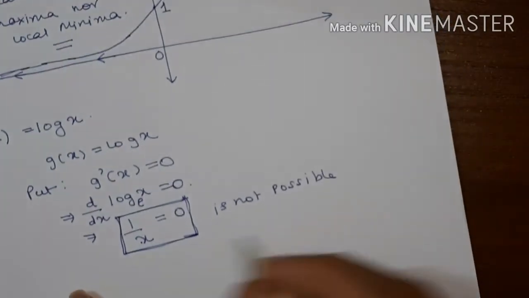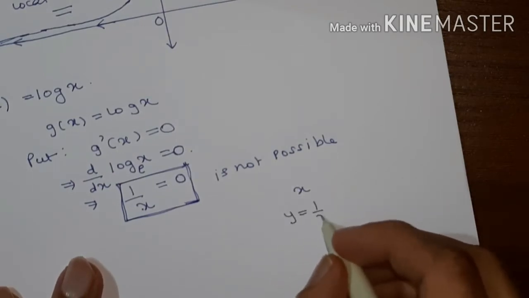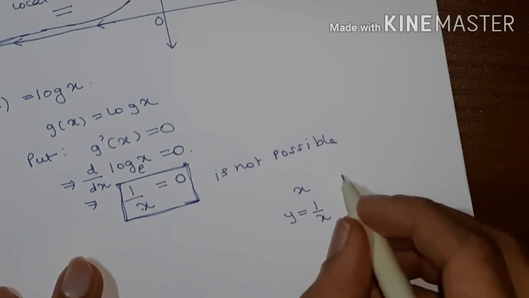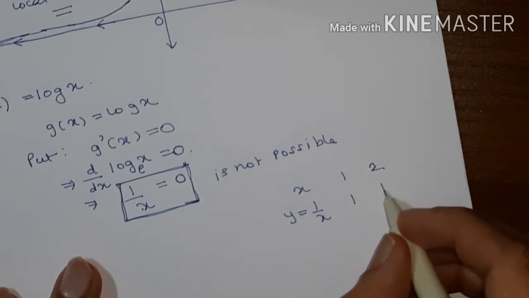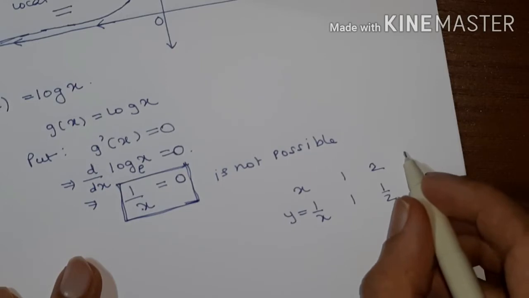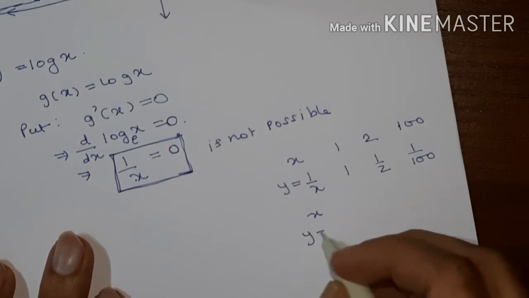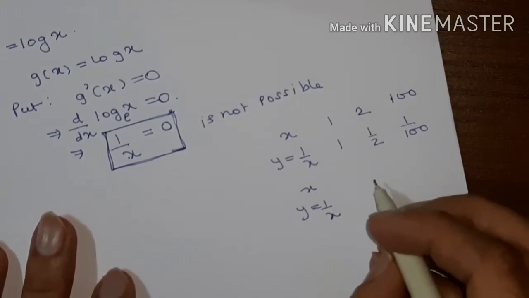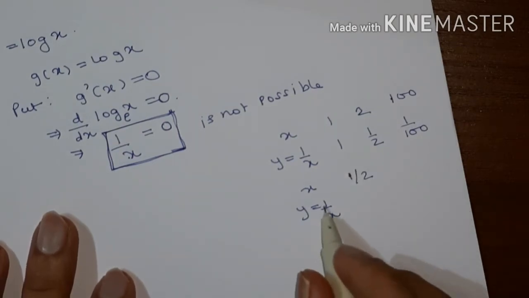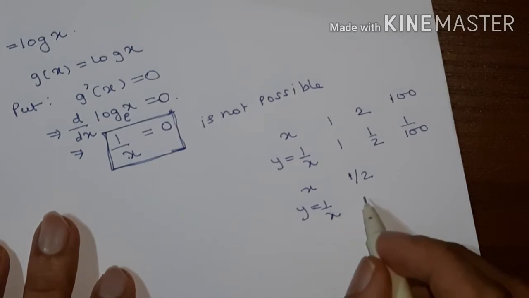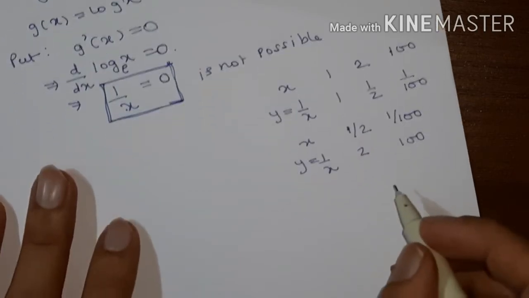Just look at the graph of this. If x is the domain value and y is equal to 1 by x, if you look at 1, what you'll get? 1. If you look at 2, you'll get half. If you look at 100, you'll get 1 by 100. And now if you look at some values which are less than 1, for example half, you'll get 1 by half, which is the reciprocal of half, that is 2. Then for 1 by 100, you'll get 100.